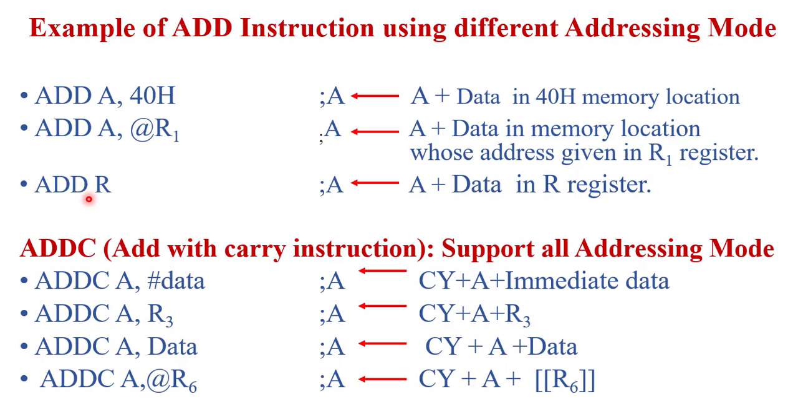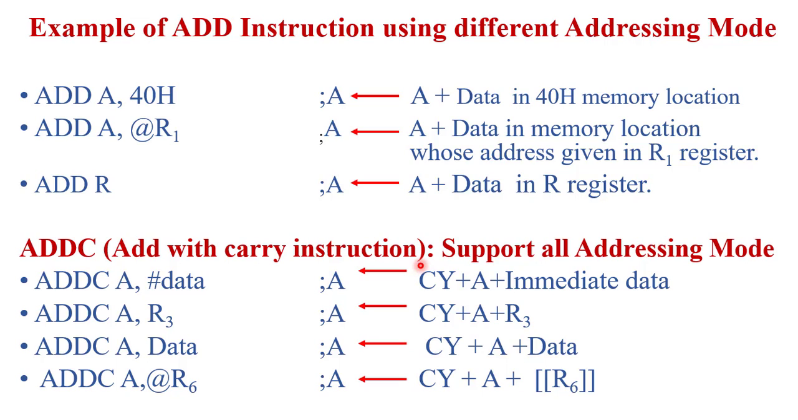Here the destination is not defined because by default the destination is the accumulator register. So this instruction tells that add the content of R register with the accumulator register content and the result is stored in the accumulator register. So here I write add the content of accumulator register with the data in R register and the result is stored in the accumulator register. Next type of addition instruction is ADDC, that is addition with carry instruction.